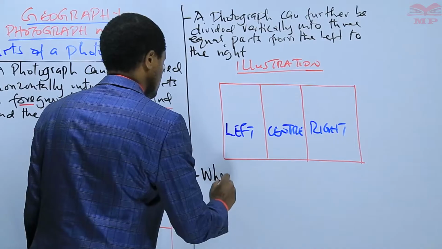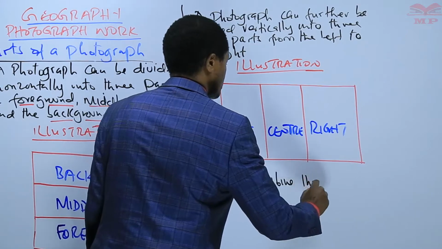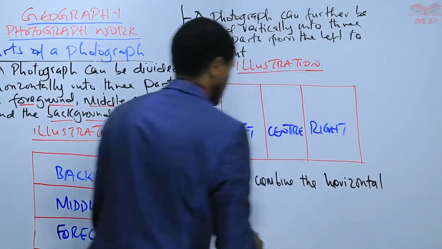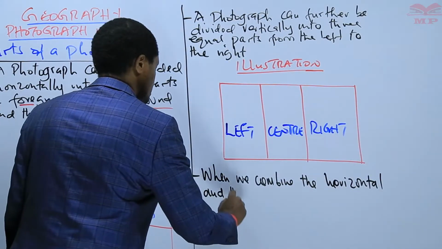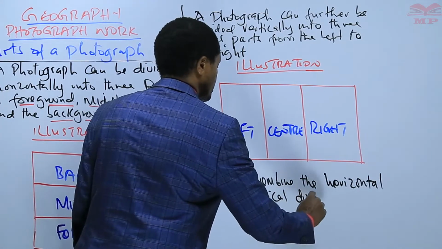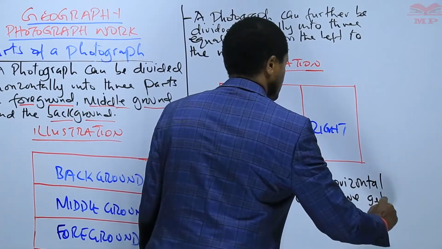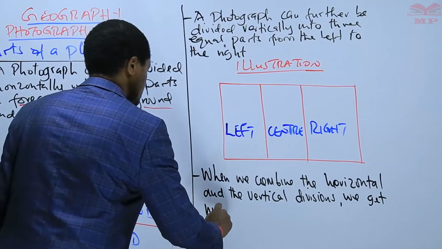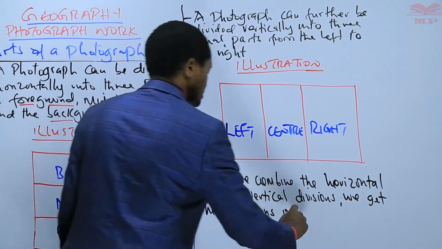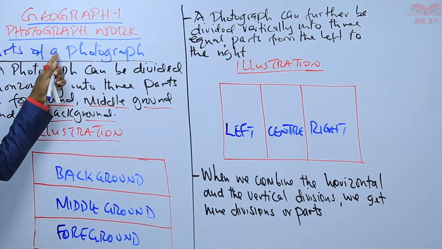When we combine the horizontal and the vertical divisions, we get 9 divisions or parts. We get 9 divisions of parts of a photograph.